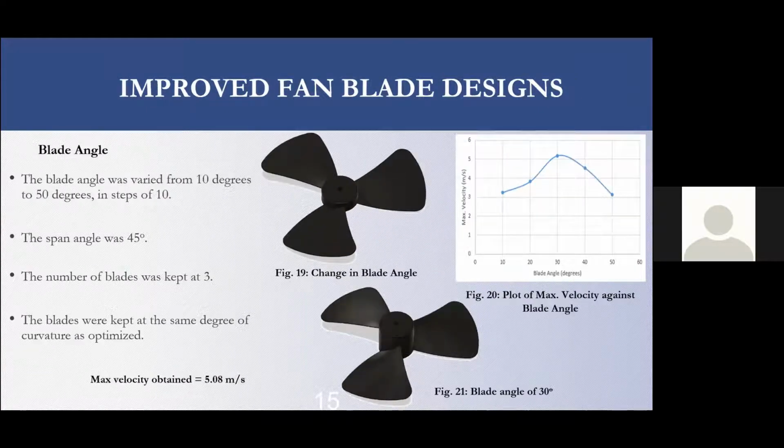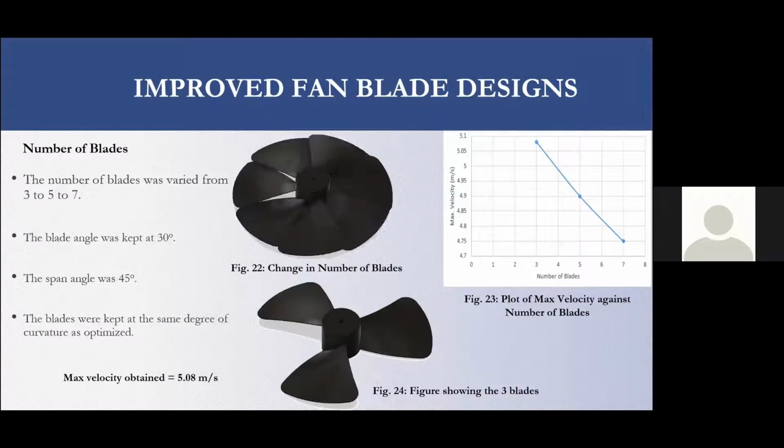Moving on to the third stage of simulation, the blade angle. The blade angle was varied from 10 degrees to 50 degrees in steps of 10. Why didn't we exceed 50? Because we needed the fan blades to remain axial and not become radial. And we discovered that the optimal blade angle was 30 degrees.